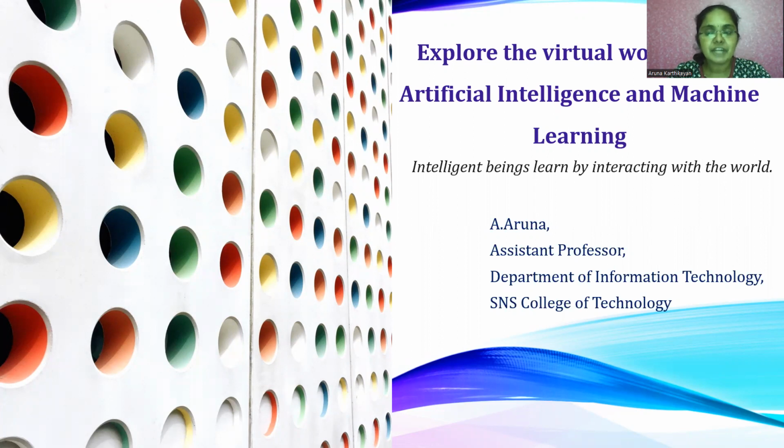Today, in this session, we're going to see about exploring the virtual world using two technologies, that is artificial intelligence and machine learning. These two technologies are interrelated, or we can call them a subset of each other. Before entering into the topic, first we're going to see about intelligence. The word intelligent is nothing but a machine to simulate human behavior. In a simple quote, we can say it is an intelligent being learned by interacting with the world.